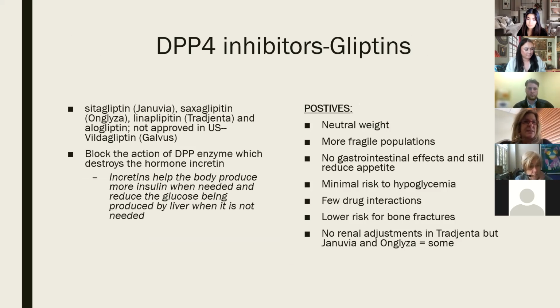DPP4s, they're the gliptins. If you look at all those generic names there, the sitagliptin, linagliptin, those are probably the two that I see the most, the Januvia and Tradjenta being used. We don't have the Galvus, that's not in the United States, but you see it in the package inserts for these drugs. So this blocks the DPP enzyme and it destroys the hormone incretin. And incretin is a hormone that helps the body produce more insulin when it is needed, and it reduces the glucose being produced by the liver. So it just inhibits this hormone to help control blood sugars.